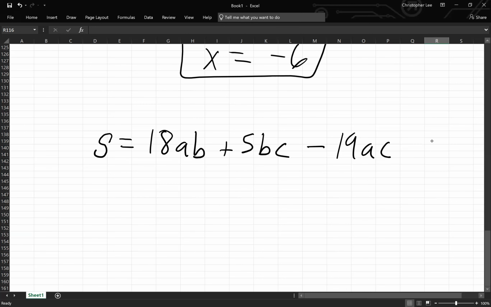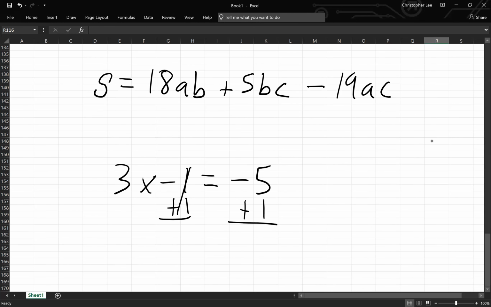3x minus 1 equals -5. I thought it was just plus 1 on both sides. Plus one, both sides, right? Divide by 3. Wait, what's -5 plus one? -4. And then divide by 3. You get a decimal? Nah, just -4 over 3. You can literally just type that in.